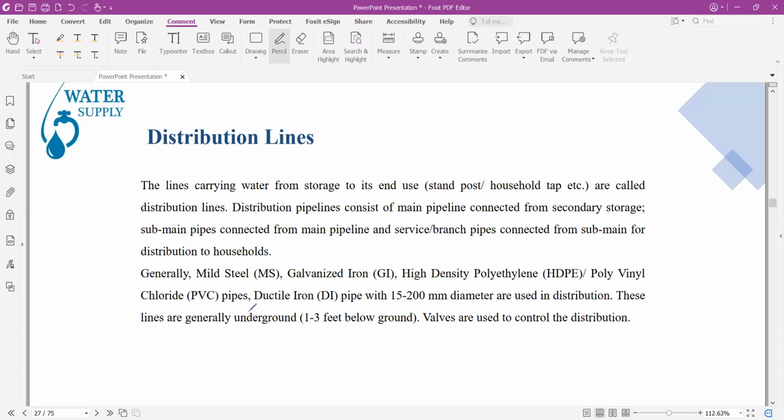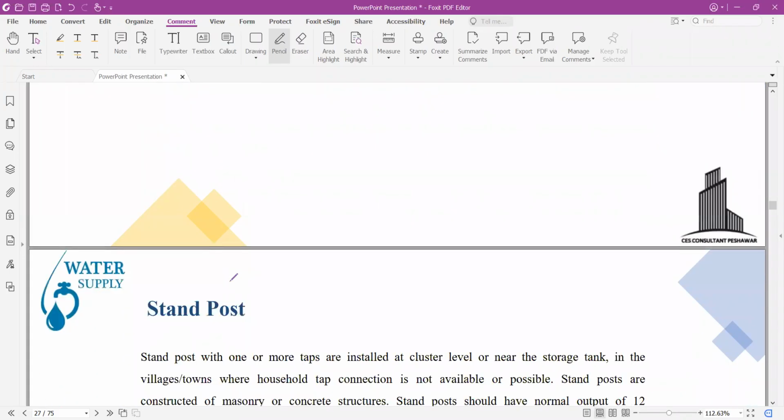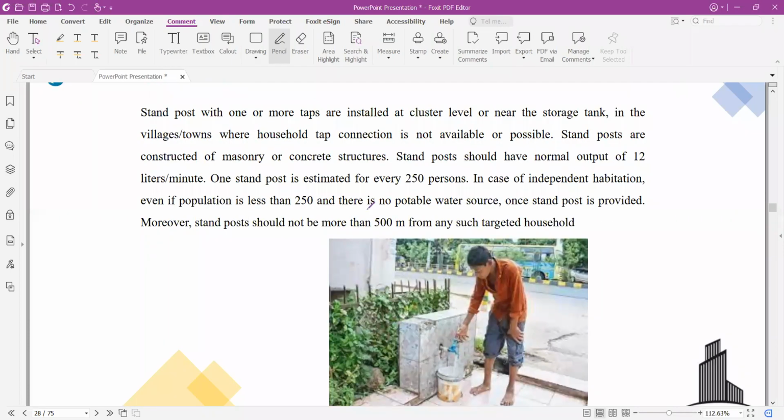Different types of pipe material can be used for a distribution line depending upon the demand of a system. A standpost is just like a tank, provided with a tap at one side to fulfill the demand. Mostly, one standpost is provided according to the Indian standard for every 250 persons, with a discharge of 12 liters per minute, and each standpost should be about 500 meters from the targeted household.